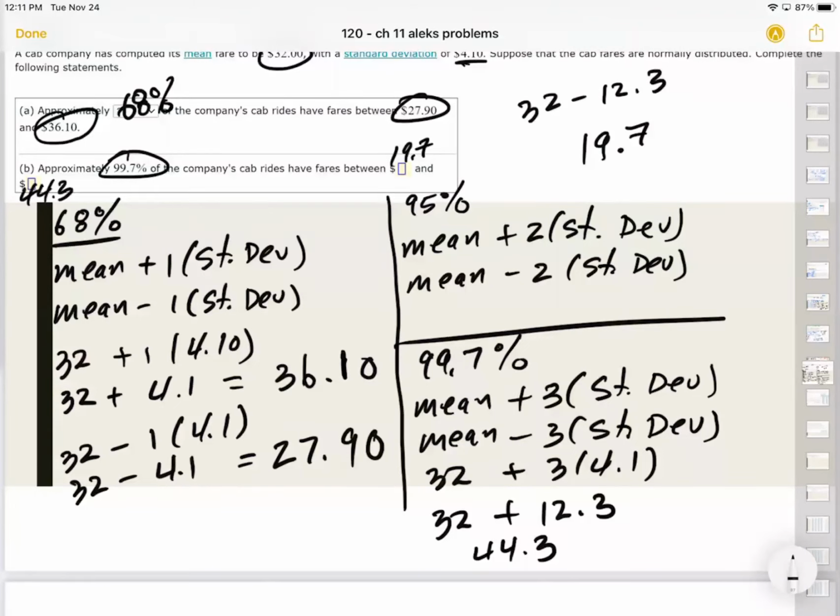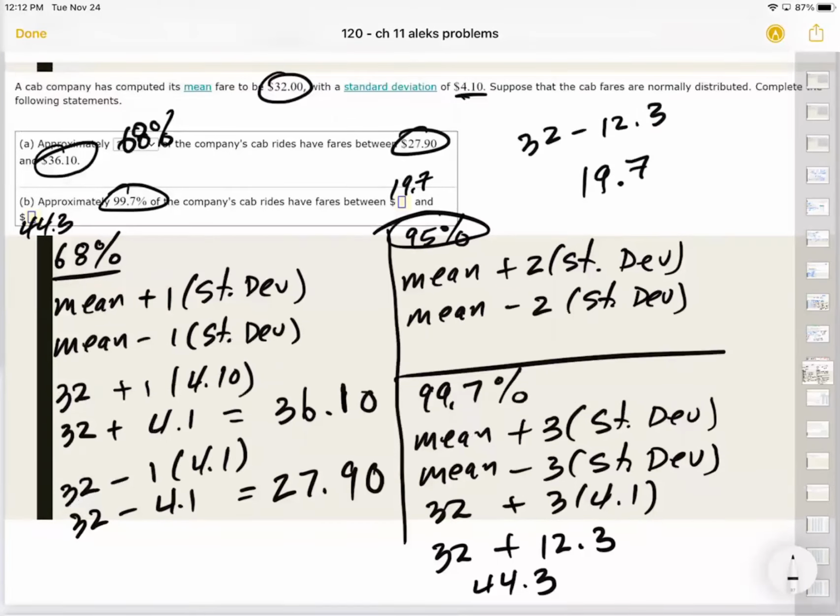So for this problem, this is what you can do: you can do the 68, the 95, the 99.7, because that's what your empirical rule says. Your empirical rule is 68%, 95%, 99.7%. And again, you do it, and then you ask yourself, what is the range that they give me? If they give me a range between 23.8 and 40.2, then that will be 95%. Okay, so again, that's what we can do for this particular problem.